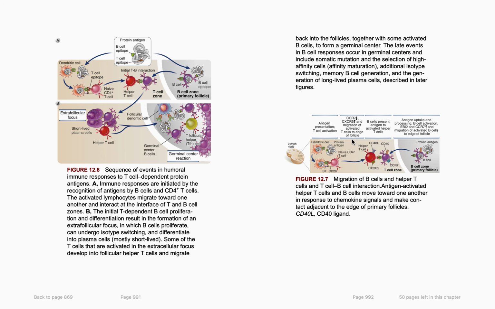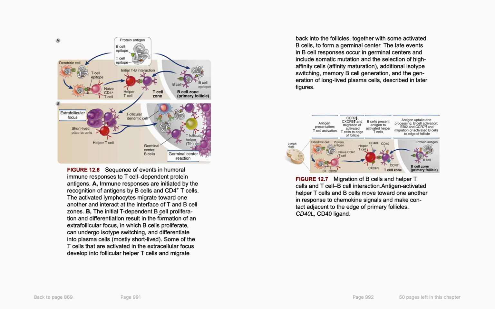So we have the diagrammatic presentation here, and let us go through it. The sequence of events in the humoral immune response to a T cell dependent protein antigen. A. Immune responses are initiated by recognition of antigen by B cells and CD4 T cells. The activated lymphocytes migrate toward one another and interact at the interface of the T and B cell zones.